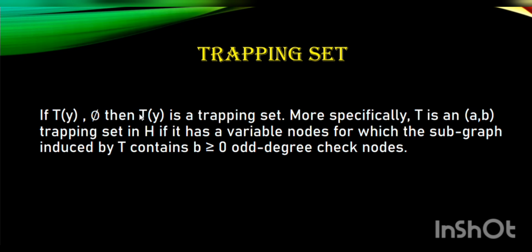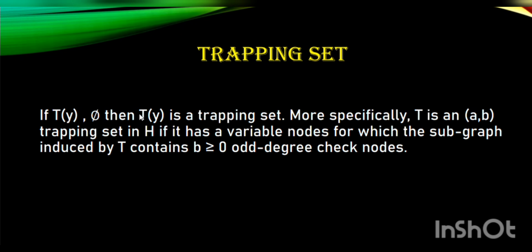Let G be a Tanner graph for a received vector Y of length n. We define the failure set Ty to be the set of bits that are not eventually correct using some arbitrary iterative decoder. Decoding is successful on Y if and only if Ty is equal to the null set. So a trapping set is defined as follows. If Ty is not equal to the null set, then Ty is the trapping set.